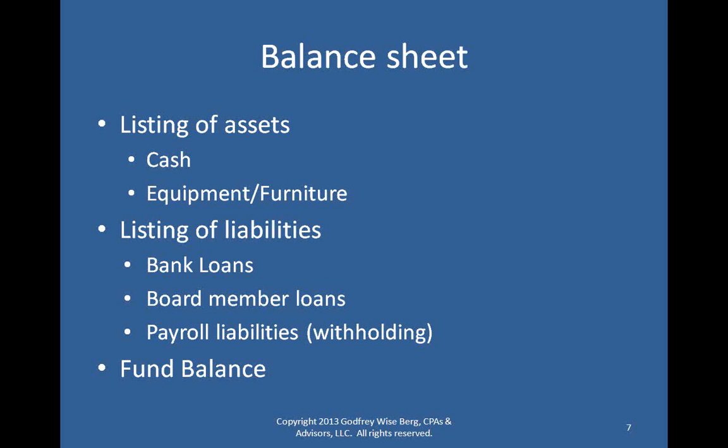Balance sheet items. Balance sheets include a listing overall of all the assets of your organization. They also list all the liabilities of the organization, and they also list your fund balance, or another word for that in the for-profit world is retained earnings. So what are assets? Well, assets of the organization are cash, and they're also equipment and furniture. Those are just some of the examples of assets. What are liabilities? Well, some examples of liabilities are bank loans, board member loans, and also payroll liabilities.